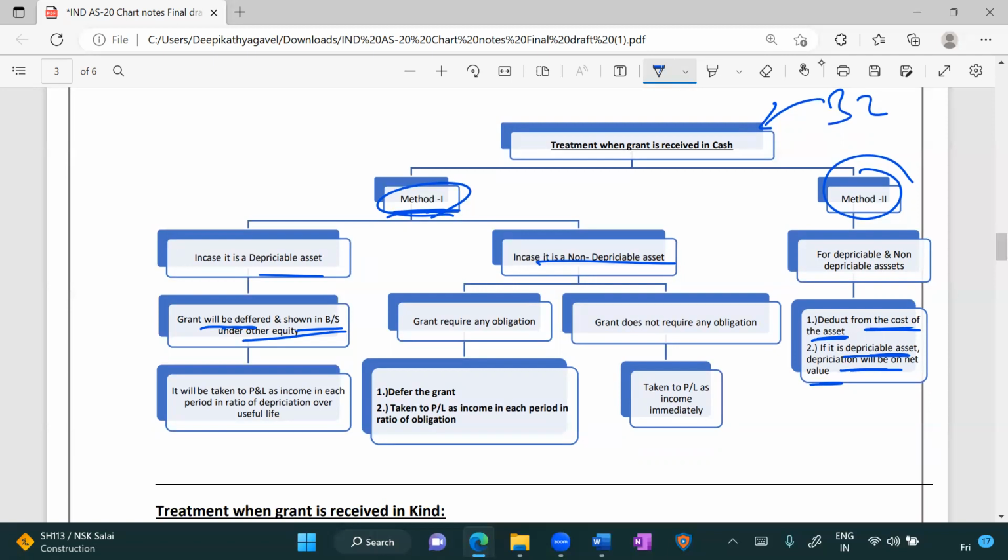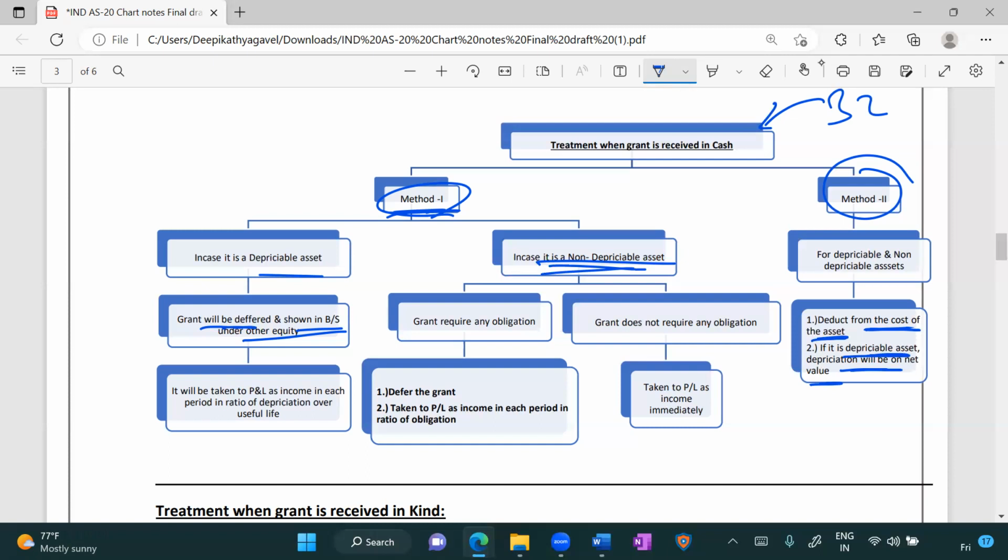Relatively easier. Next comes, in case it's a non-depreciable asset, then you need to look at one more condition. Is there any obligation that is being attached to the grant, right? You are supposed to fulfill this condition, or let's say you have received a government grant of 50 lakhs and they say using this 50 lakh, you are supposed to only set up a factory in this particular location.